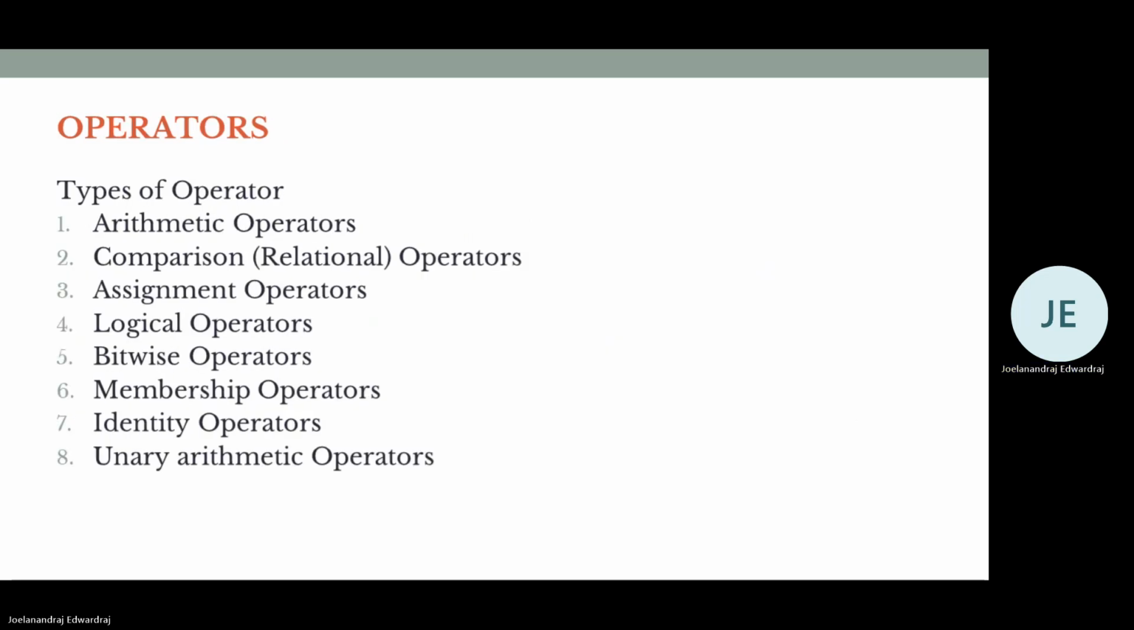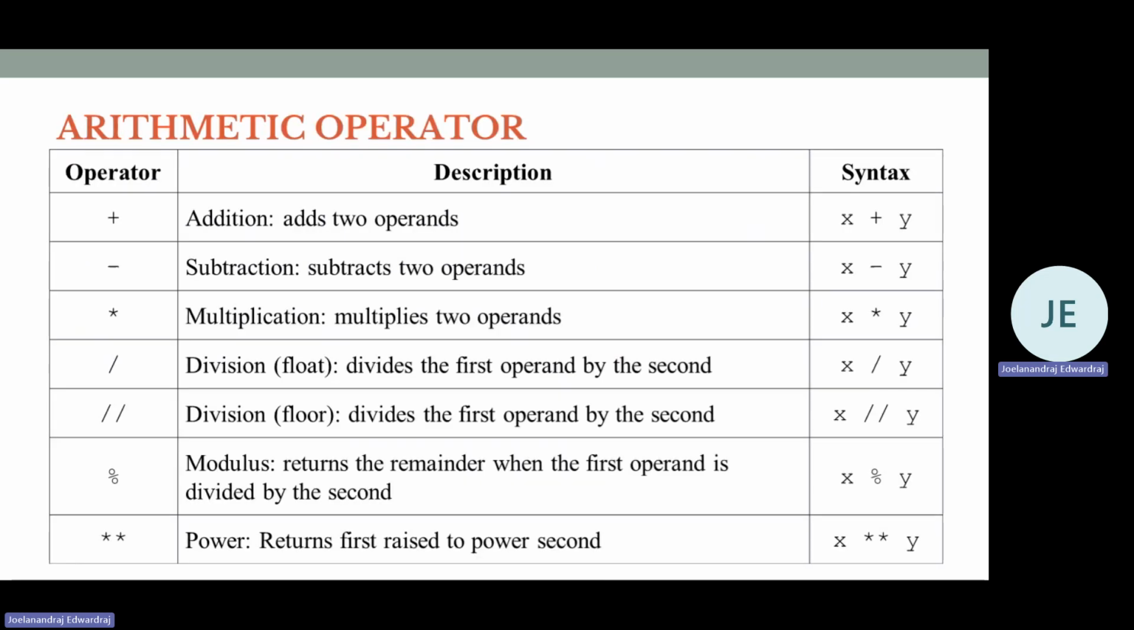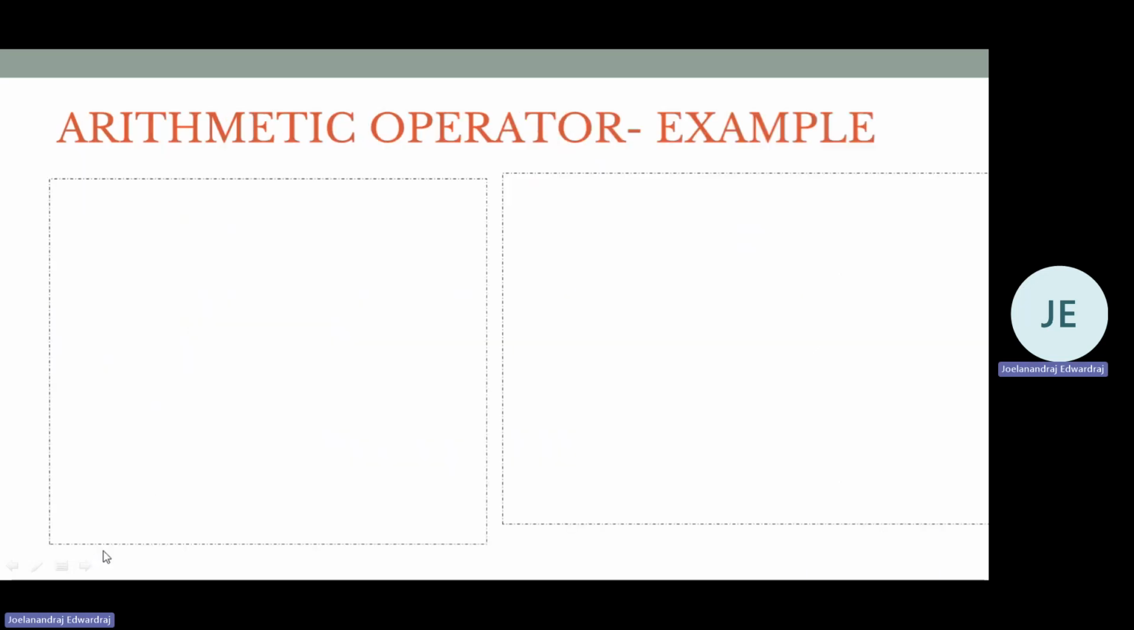There are different types of operators supported by Python: arithmetic operators, comparison operators, assignment operators, logical operators, and bitwise operators. Membership, identity, and unary are operators also. Arithmetic operators are all the basic operators like addition, subtraction, multiplication. Apart from the basic operations of addition, subtraction, multiplication, and division, we have some more interesting operators like floor division, modulus, and power operator.